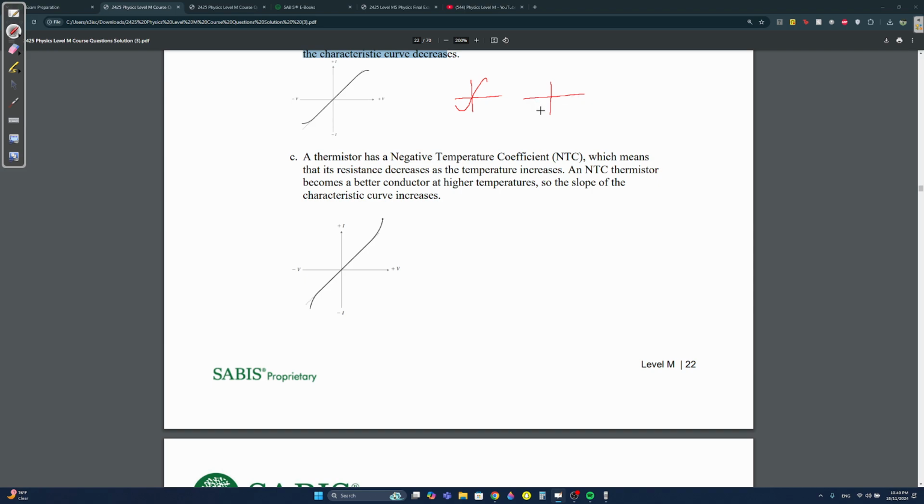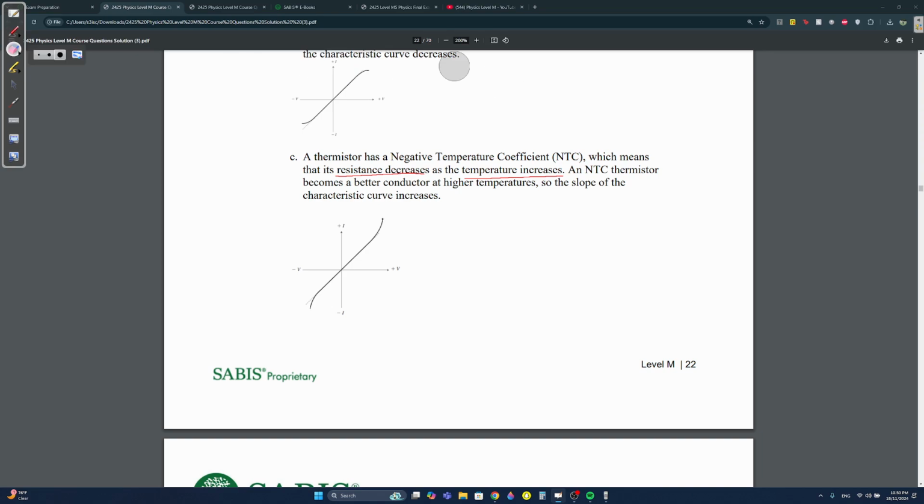The thermistor is basically the same thing, but opposite. So instead of going down, it just goes up. And over here it goes down. That's how I memorized it. The NTC basically means that as current increases, instead of the resistance also increasing, the resistance actually decreases. Which means that its resistance decreases as temperature increases.